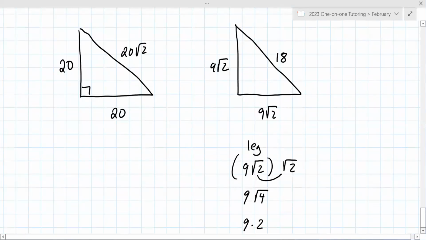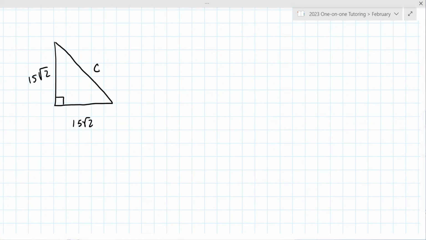Okay, let's try another couple here. 15 square root of 2, 15 square root of 2. I want you to find the hypotenuse, please. Find the hypotenuse. Okay. The hypotenuse. This is just like the previous ones.